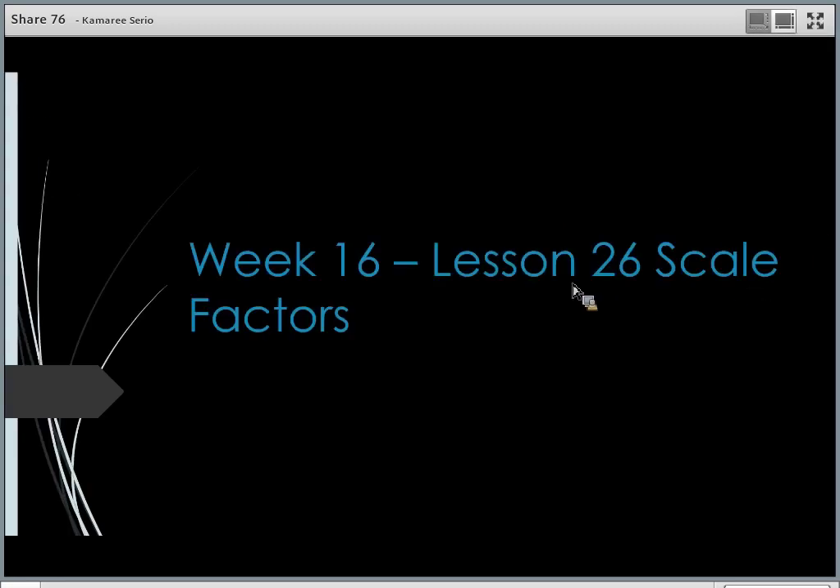All right. Week 16, lesson 26. It's talking about scale factors. This is getting into geometry. This is the first lesson in Unit 6.